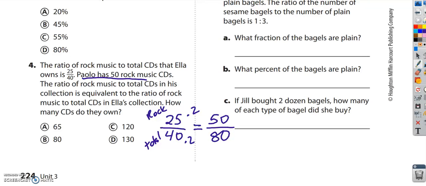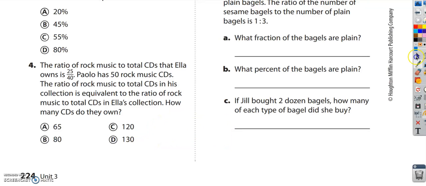And then the next question says, how many CDs do they own? Well, in order to figure out how many they own, we need to add up the total. How many does Ella own? She owns 40. How many does Paolo own? He owns 80. You need to combine those. 40 and 80 is 120. The answer is C. So this was definitely multi-step. The first step was to read the question carefully and set up a proportion. And then you needed to decipher what were the totals, and you needed to find the sum of those. Okay, let's move on.